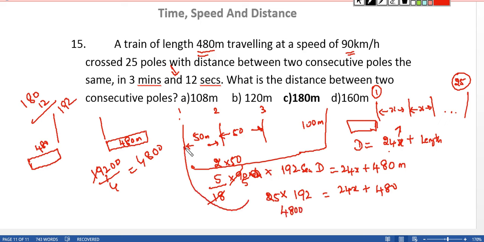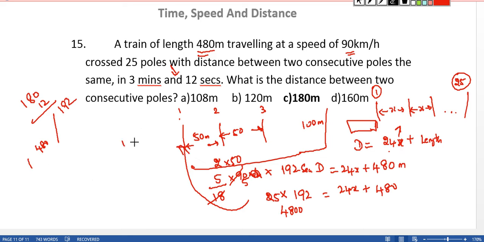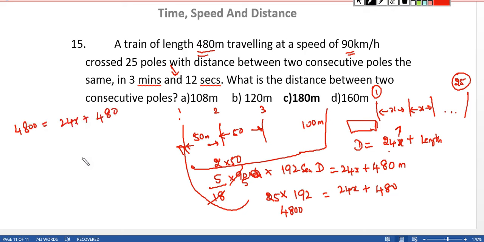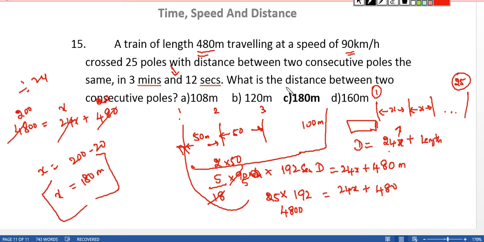I'm going to make my calculations right here. I'm going to delete these things. So 4,800 equal to 24x plus 480. Okay, we can simplify this. We can divide each of the terms by 24. So this is 200, this is x, and this is 20. Okay, so x is nothing but 200 minus 20, so x is 180 meter. So this is our answer.